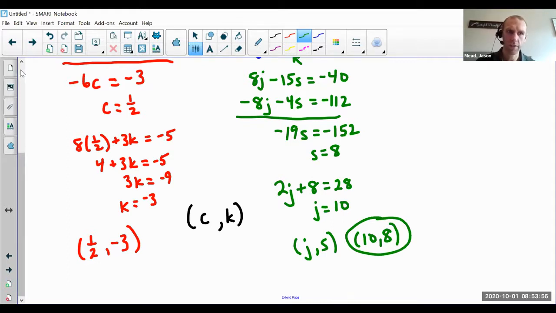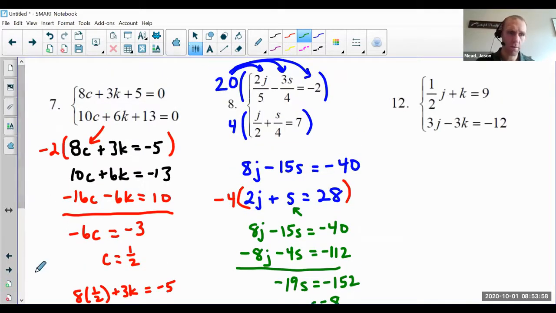If you have questions, just interrupt me in the chat about anything. I'm going to show you 2 ways to do number 12. I think the first way is probably easier. If you notice, 3 is a common multiple of all of these things.